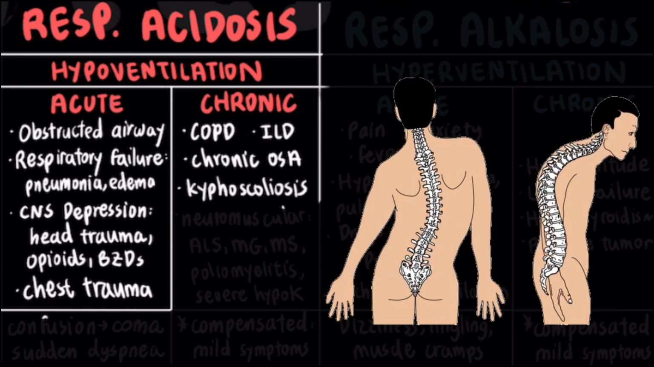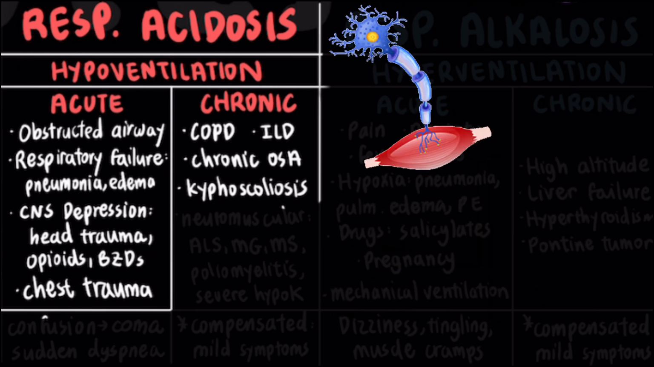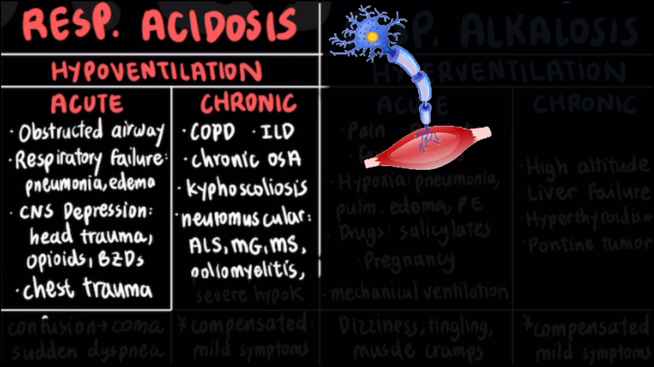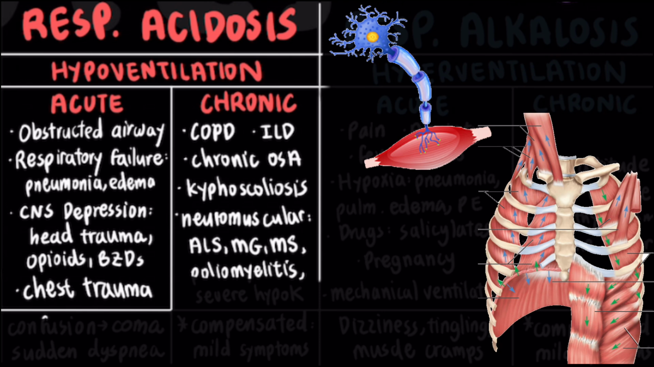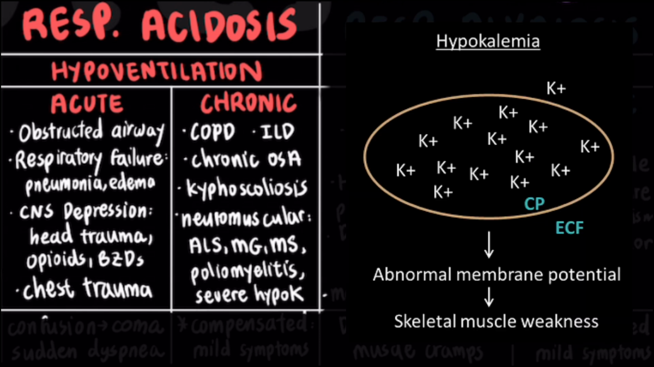Kyphoscoliosis, a severe spinal deformity that restricts chest wall movement and lung expansion, reducing ventilation capacity. Neuromuscular disorders like ALS, myasthenia gravis, multiple sclerosis, and poliomyelitis, which weaken the respiratory muscles, making it harder to take deep breaths and clear carbon dioxide. And severe hypokalemia, where low potassium impairs muscle contraction, including the diaphragm and other breathing muscles.